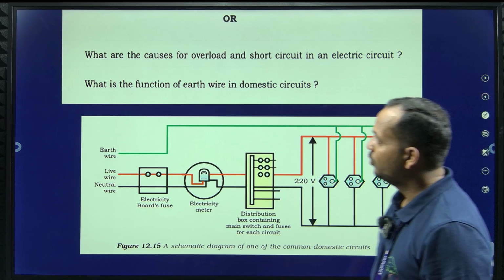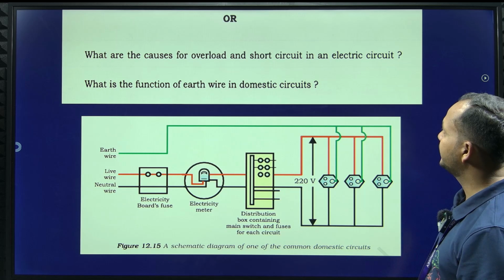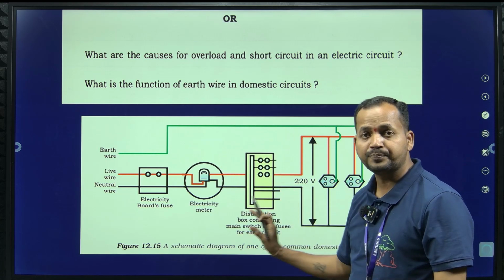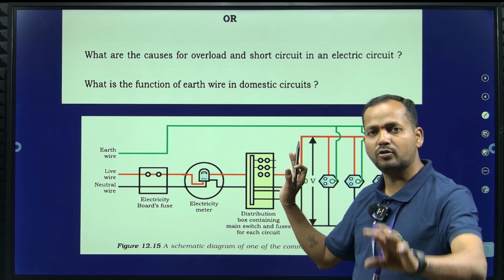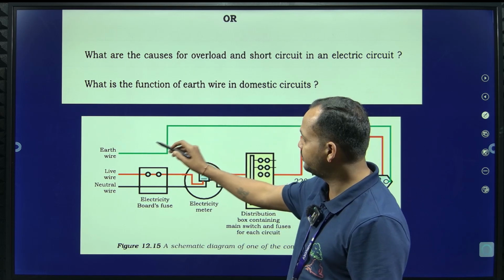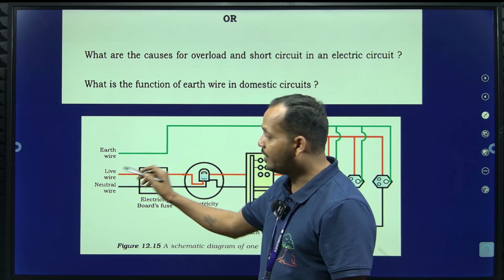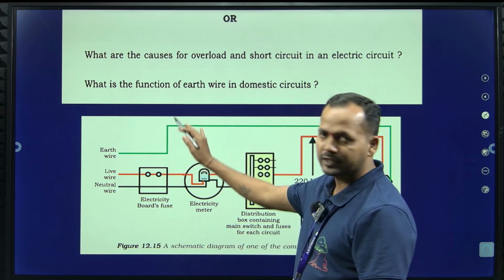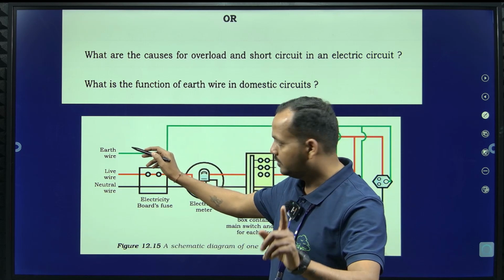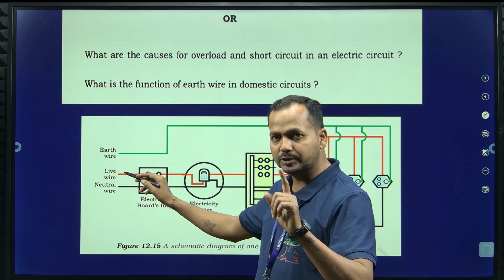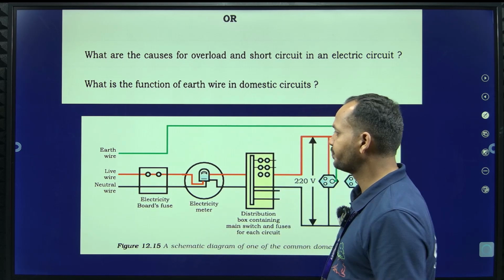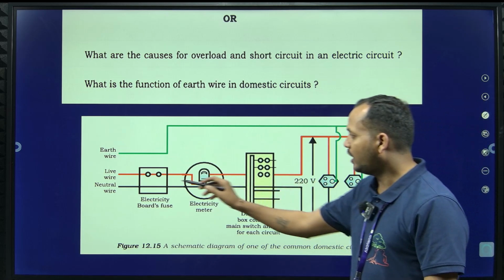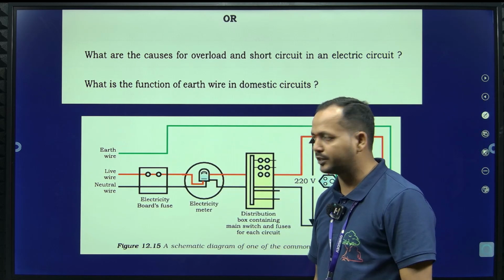Next question, what are the causes for overload and short circuit in an electric circuit? What is the function of the earth wire in the domestic wire? This is a connection used in every home. Here we have an earth wire, which is represented by a green wire. There is one more live wire, which is represented by a red wire, and one more is the neutral wire, right? So usually three wires will be there. Green is for earth wire, red is for live wire, and black is for neutral wire. Here the earth wire is connected to the long pin, and out of the other two pins, one is connected to the live wire and the other to the neutral wire.